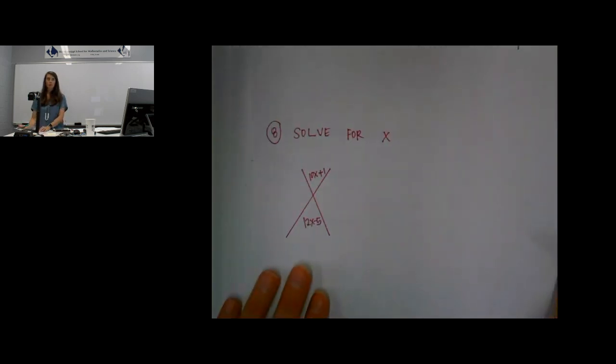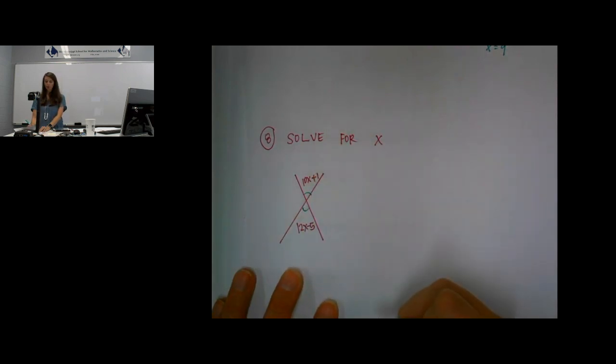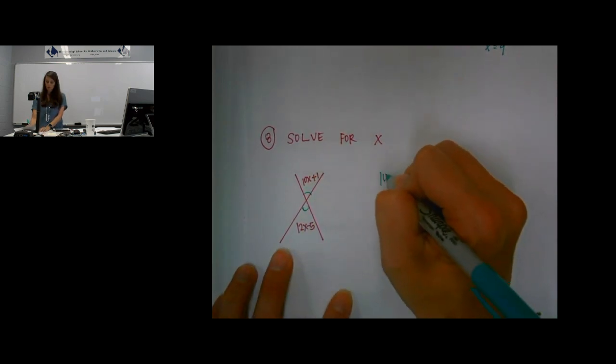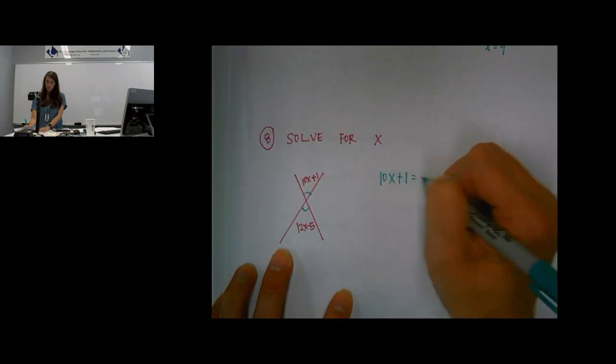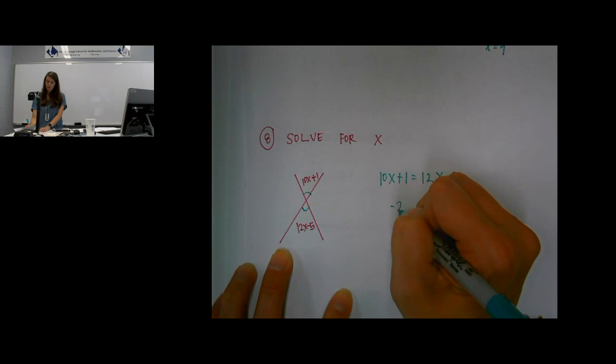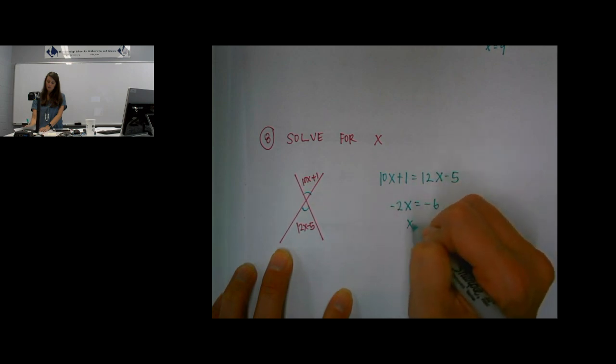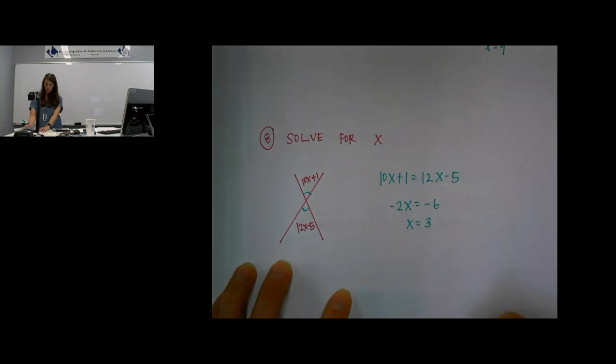Number 8 here, if I wanted to solve for x, that means that these two angles, those are vertical angles, so those are going to be equal. So this will be 10x plus 1 is going to be equal to 12x minus 5. So that'll be negative 2x is equal to negative 6, so x is going to be equal to 3.